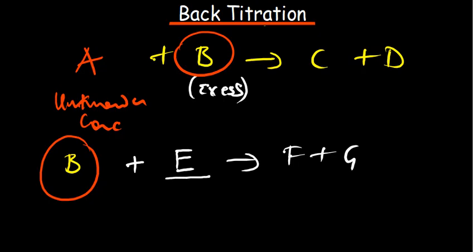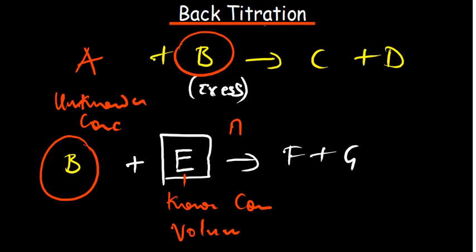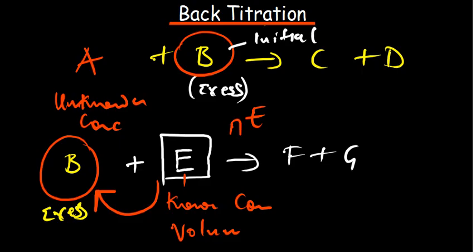E is supposed to be of known concentration. So we use titration to determine the volume required of E, and so we'll be able to determine the number of moles of E. Now, using the number of moles of E and stoichiometry, we're able to determine how much of B was in excess. And at the start of the first experiment, we knew how much B was available, the initial concentration and also its volume. So we can subtract the excess number of moles determined using titration from the initial number of moles to give us the amount of moles of B that had reacted in the first reaction.